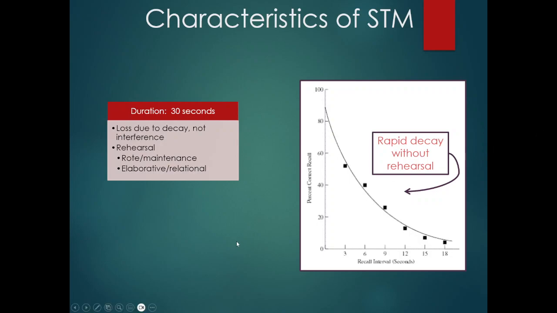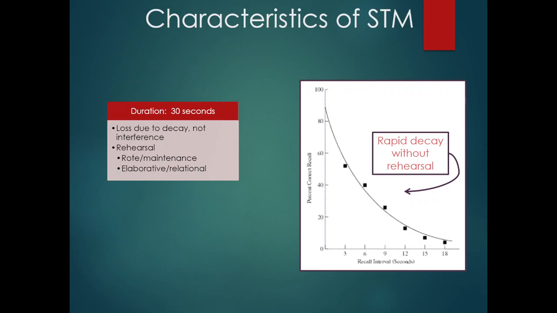Now, CVC trigrams get lost faster than more meaningful stuff. If you have them learn a list of actual words, the information will maybe last as long as 30 seconds. So depending on what kind of content you're teaching them, you get longer or shorter decay. But certainly by 30 seconds. And some people have debated this. Some people have said it's 30 seconds. Some people say 20 seconds.